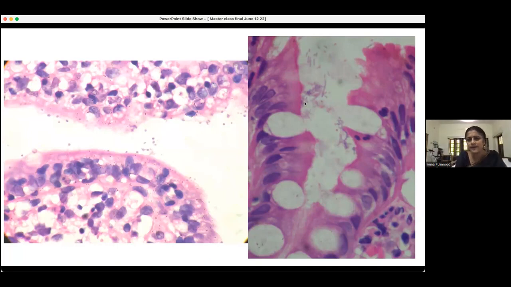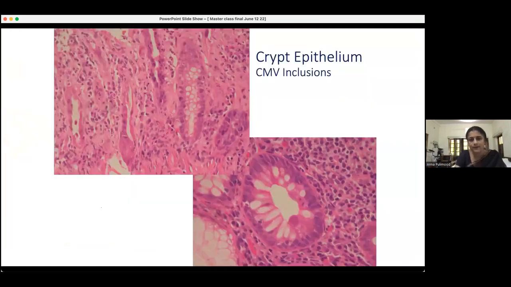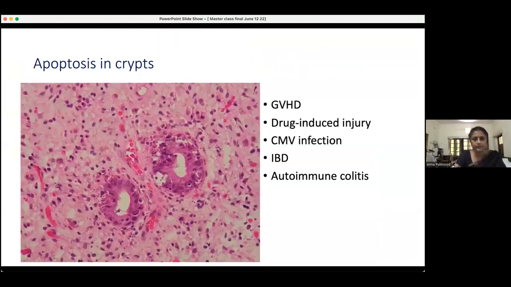And here you're seeing bacteria adhering to the surface of the epithelium. So remember, normally the mucus barrier was good, this would never have happened. Sometimes a crypt epithelium has viral inclusion. So in CMV, normally inclusions are in the stroma, but in this particular severe case of CMV infection, there are these intranuclear eosinophilic inclusions in the epithelial cells.